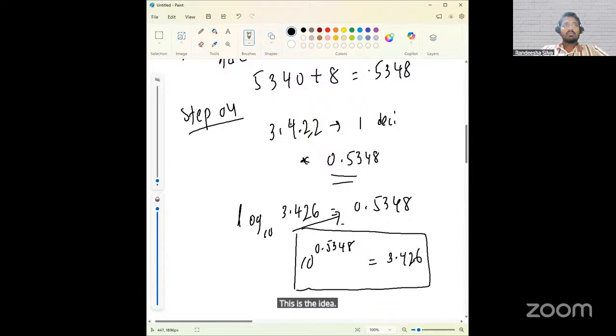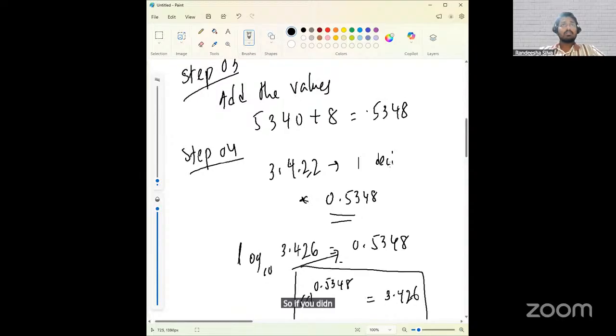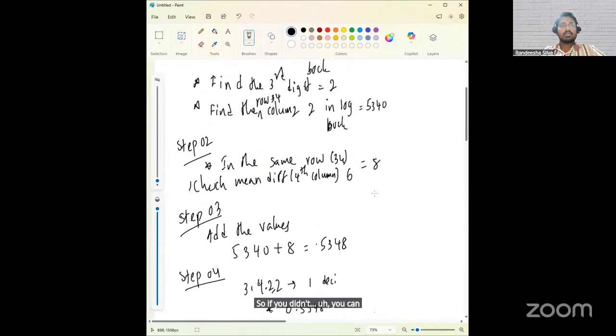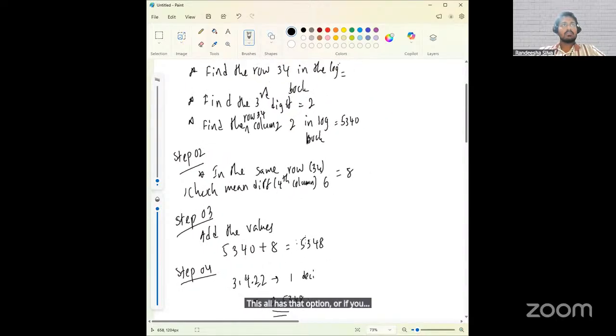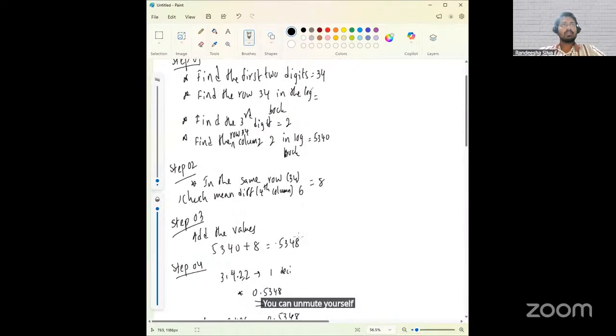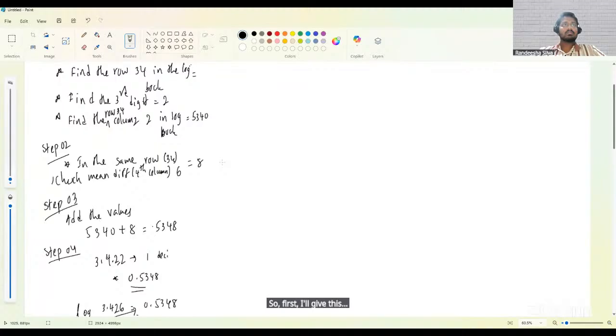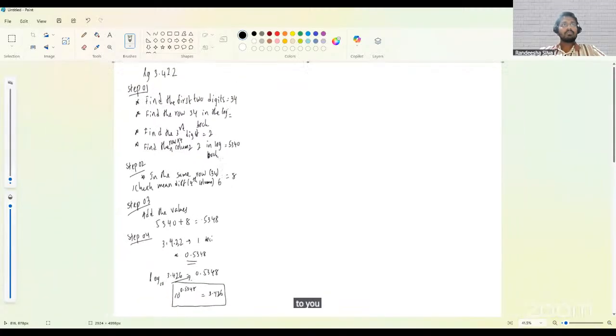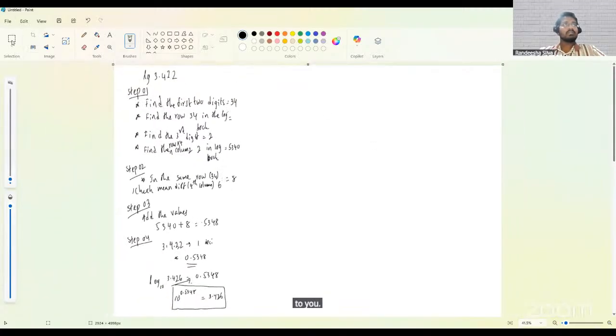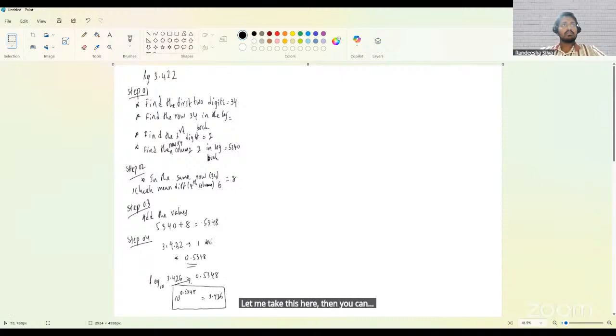Okay, we'll write this. Hope you got this idea. If you didn't, you can raise your hand. Zoom has that option, or you can unmute yourself, or you can send me a message here. So first, I'll give this to you. Let me take this here, then you can read it properly.